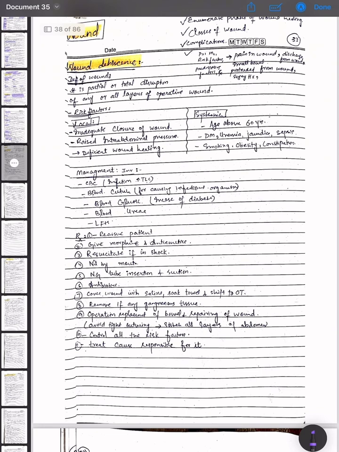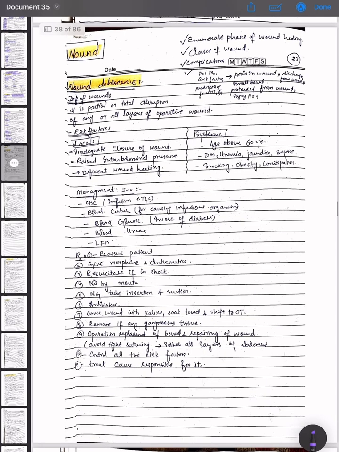What are the important things that we will learn in this chapter? These are: enumerate phases of wound healing. What are the classes of wound? What are the complications? What is the diagnosis, management and risk factors for pain in wound, discharge from wound, small bowel protruded from wound, and surgery history, and what are the predisposing factors, and what is the treatment option. All we will discuss in this video. So starting from wound dehiscence.